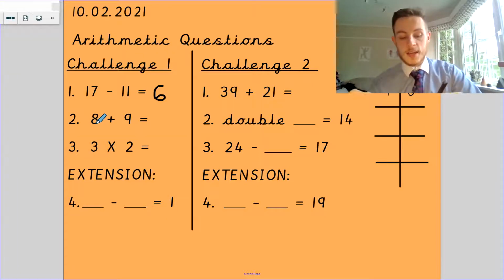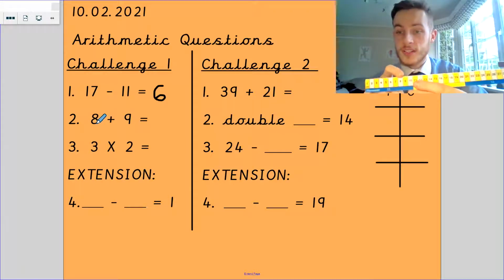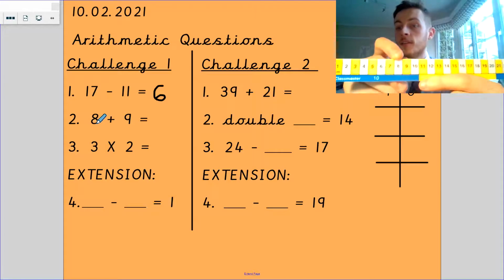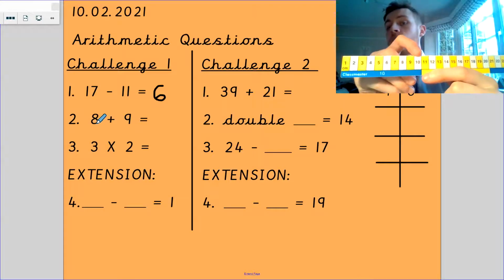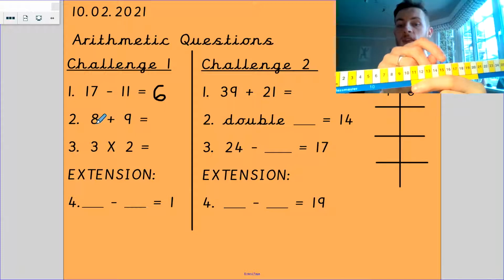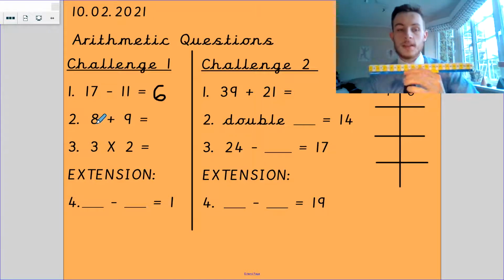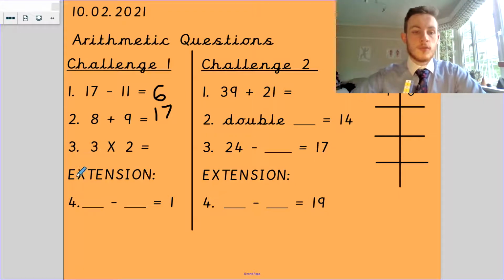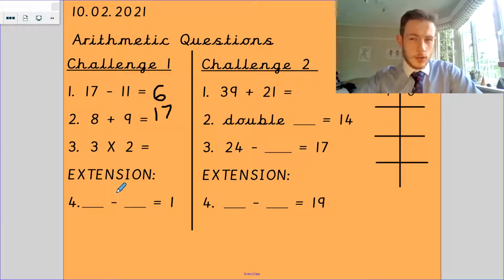Right, 8 add 9. I'm going to start with 8. Doesn't matter which number I start with. They're commutative. I could start with 9 if I wanted to. Start from 8. I'm going to count on 9. Let's try again. 1, 2, 3, 4, 5, 6, 7, 8, 9. My answer is 17.